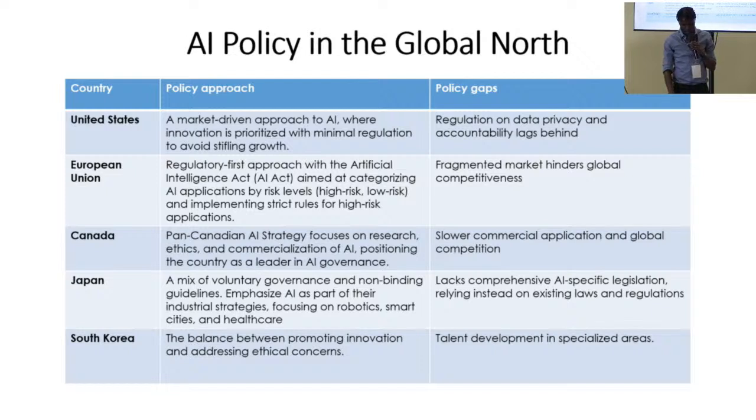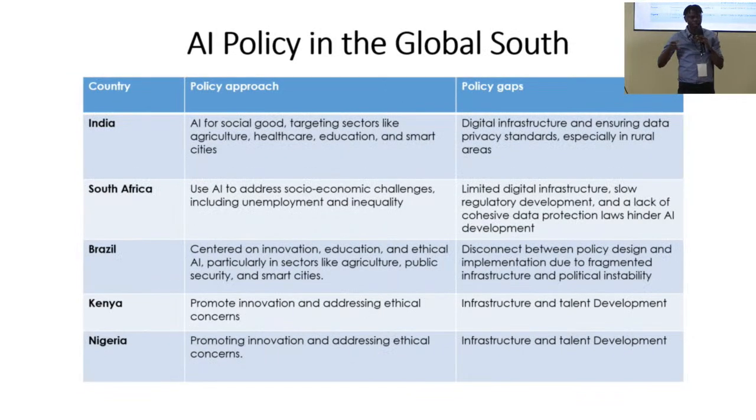And lastly, the country which was part of our sample was South Korea. Their approach is a balance between promoting innovation and actually addressing ethical concerns. And part of the policy gaps is a lack of talent development in specialized areas. You will see now as we are moving to the global south that skills development is particularly a barrier when you have an overview of countries in the global south.